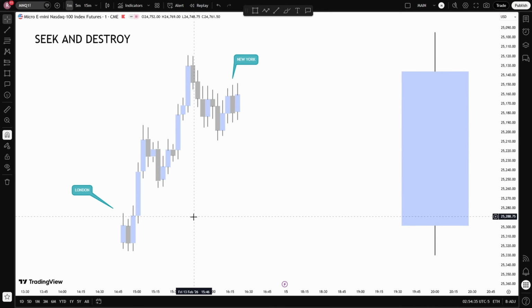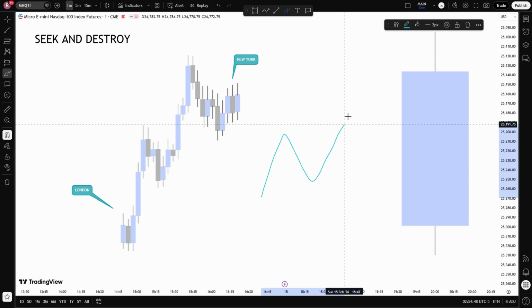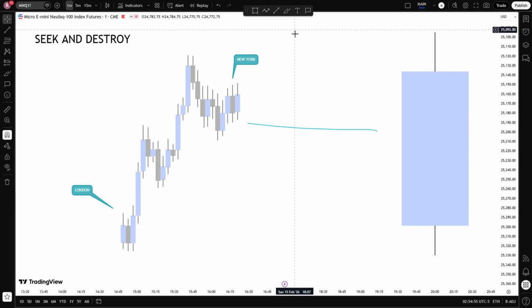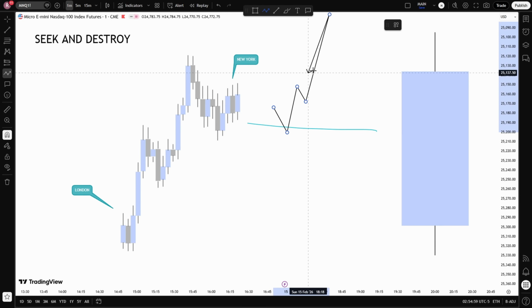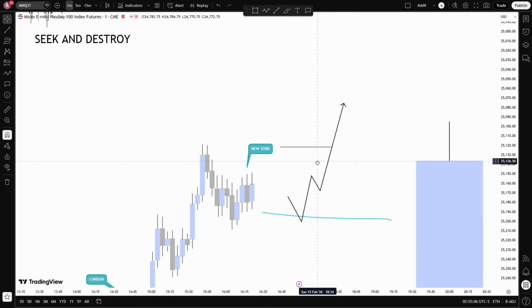Now, the last thing I want to talk about before getting into examples is another seek and destroy condition specifically for New York. In the previous explanation, we talked about London taking both sides of Asia and setting up consolidation. But there's another scenario you need to recognize. Sometimes London doesn't consolidate. Instead, London expands aggressively and creates most of the daily range by itself. So instead of sweeping both sides of Asia and staying balanced, London delivers a strong directional move and covers a large portion of what would normally be the daily range.